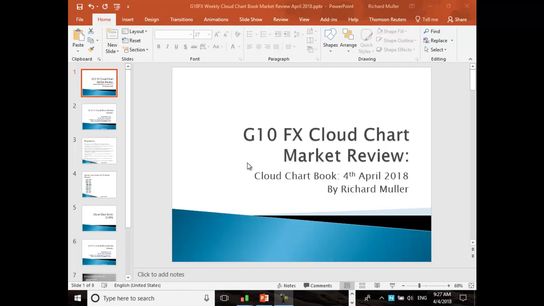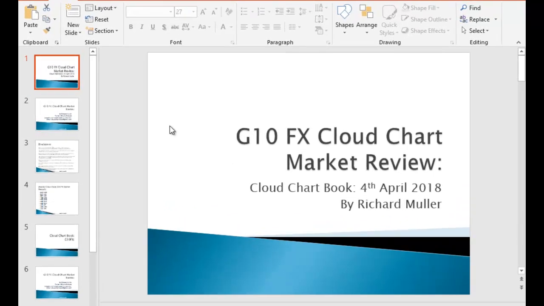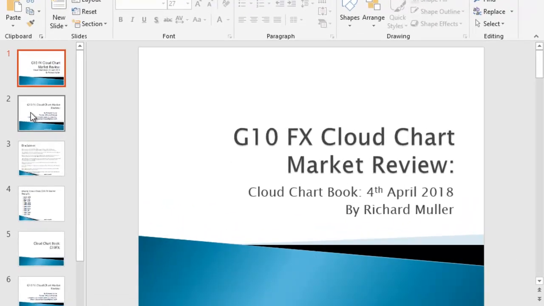Good morning, everybody. It's the 4th of April, and this morning I'd just like to do the G10 FX Cloud Chart market review, and we're going to be looking at the G10 currency pairs.